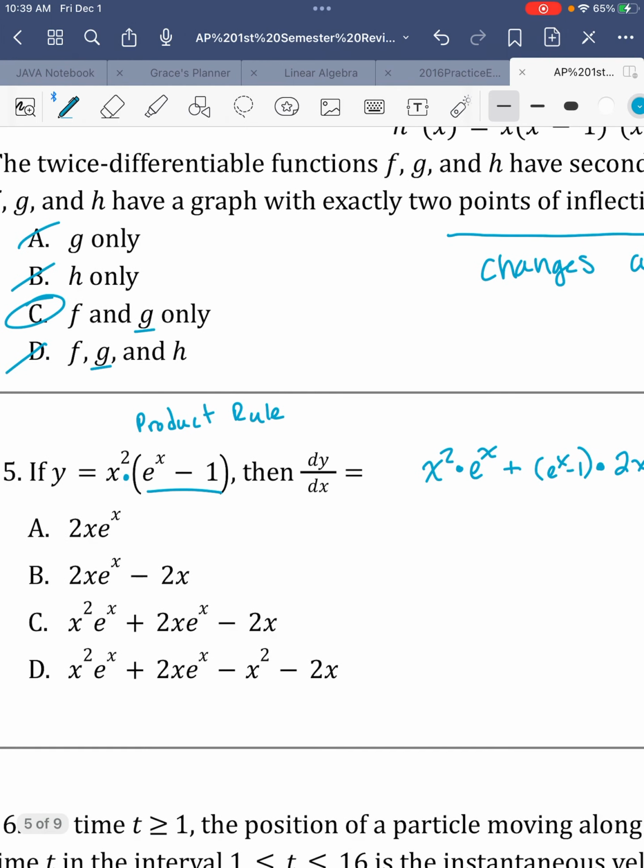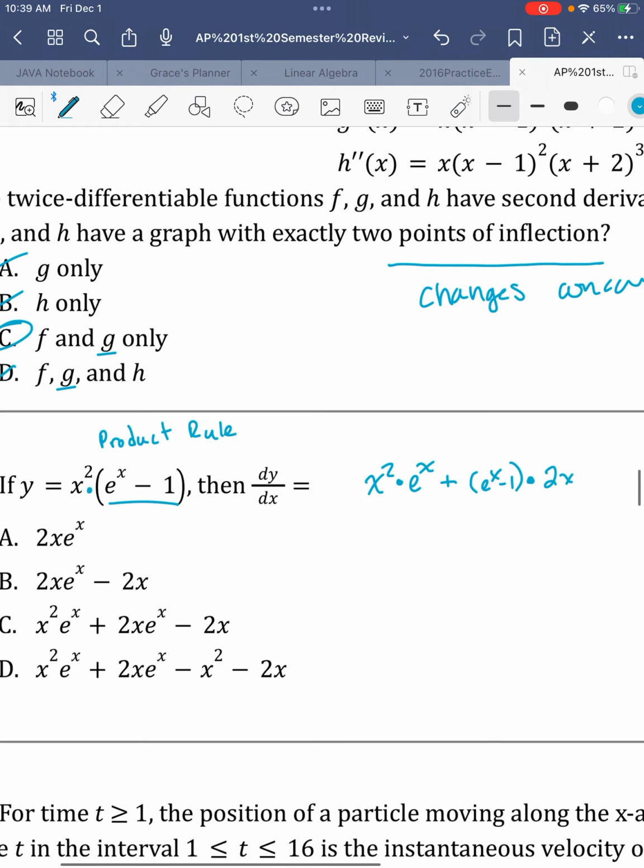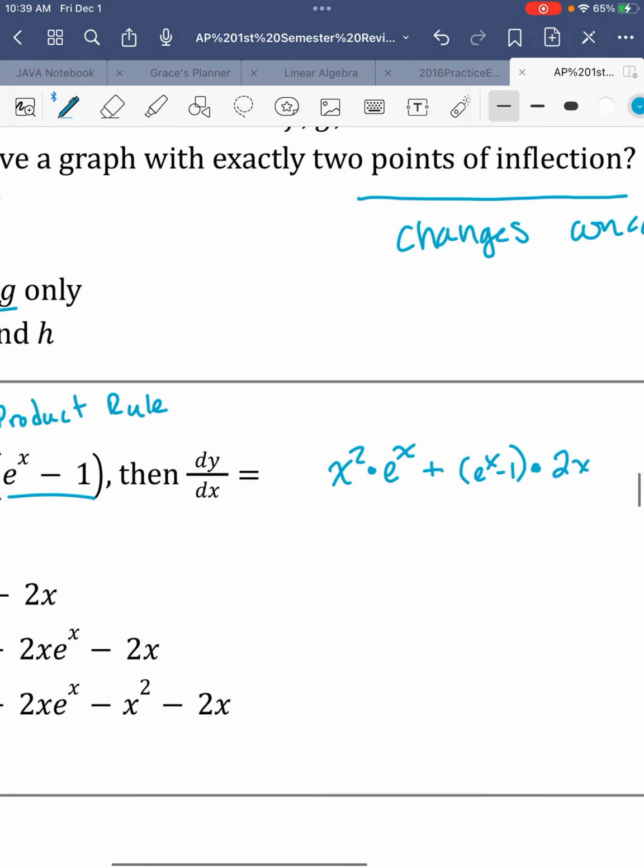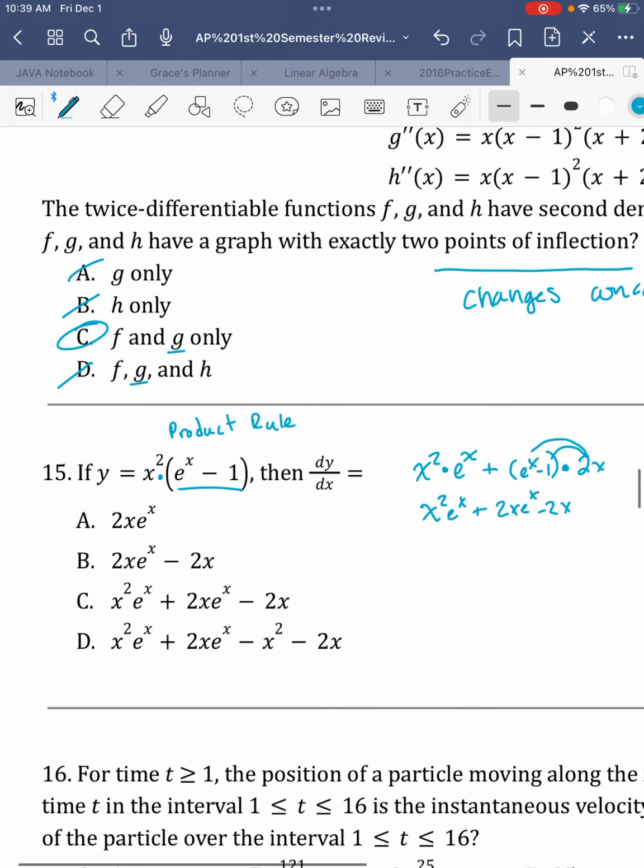Now, the way this is written is not an answer choice. So we need to simplify this. So I'm going to distribute my multiplication. So we would have x squared e to the x at the beginning. And then we would have 2x times e to the x. And then 2x times -1 would be -2x. And so then this matches with answer choice C. All right, so that was the next set.